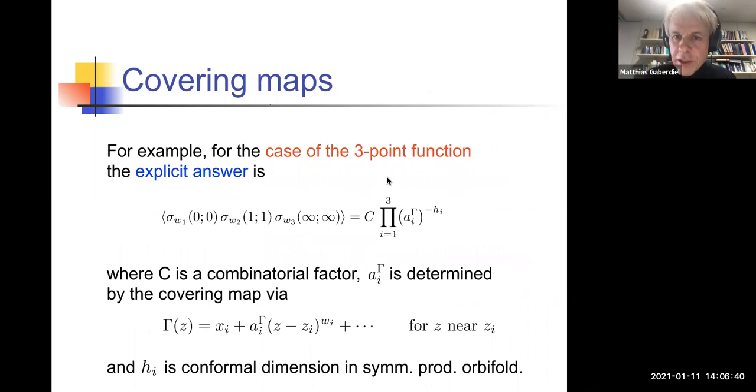So for example, for the case of the three-point function, when you do this, what you get is something that's expressed in terms of parameters that appear in this covering map. And what appears is the coefficient in front of the w_i power at the critical point. I mean, for z equal to z_i, it gets mapped to x_i, and near x_i it has a w-fold cover. So it has to be of this form. And the coefficient that appears here enters in the computation of the correlation function in this manner, where h_i is the conformal dimension of the state in the symmetric product orbifold. So this is the prescription à la Lunin-Mathur for how to calculate correlation functions in the symmetric orbifold.